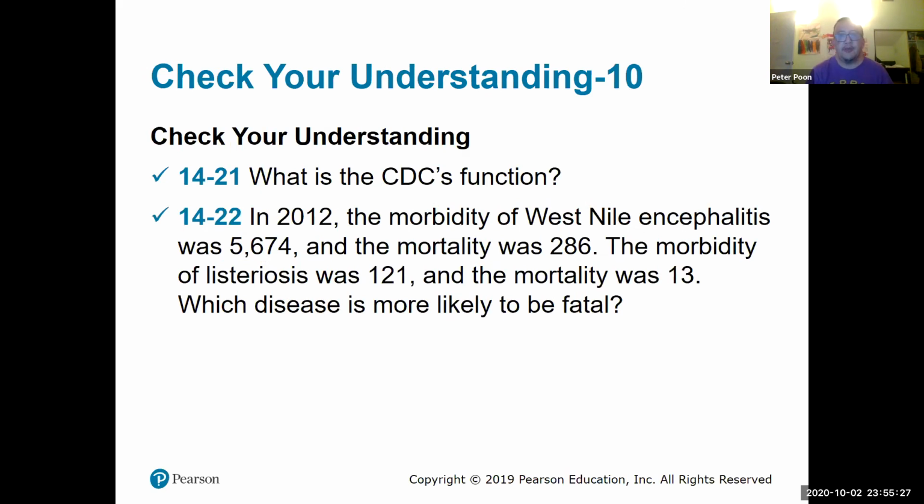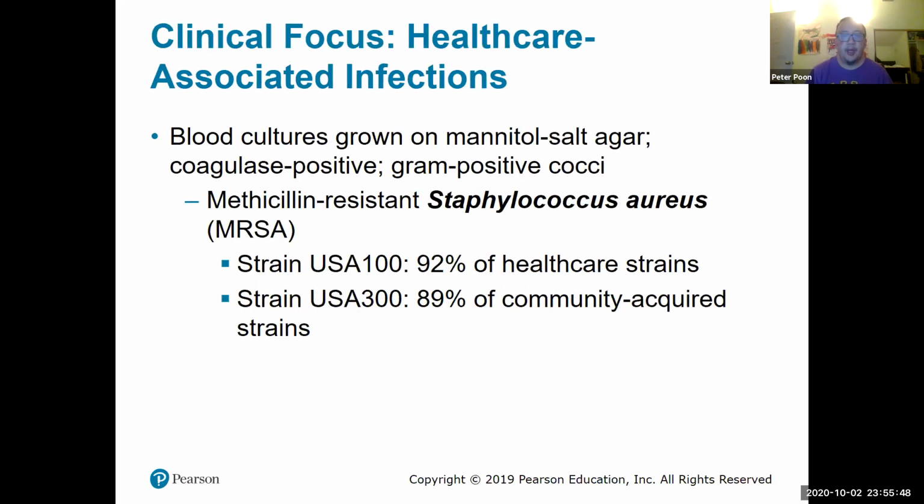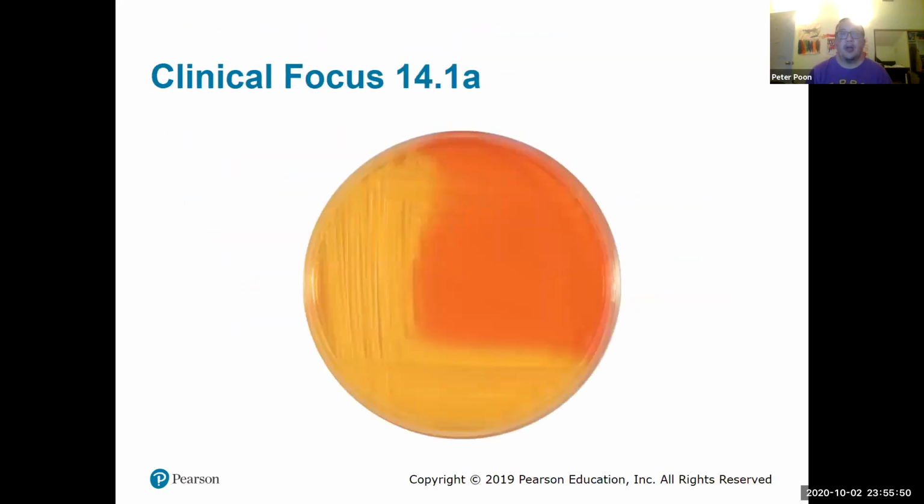Okay, so let's figure this out. Which disease is more likely to be fatal? Cirrhosis is much more likely to be fatal if you get it, right? But there's a higher incidence rate of West Nile encephalitis. Okay, skip the rest of the chapter. Hopefully you understood all that. I'll be happy to go over this with you guys in class.